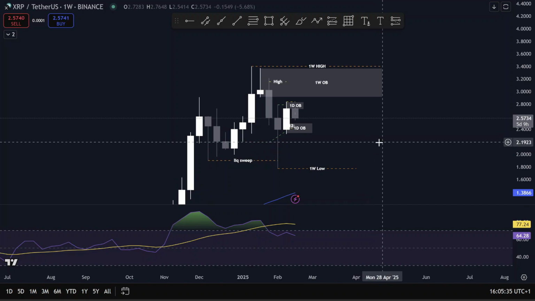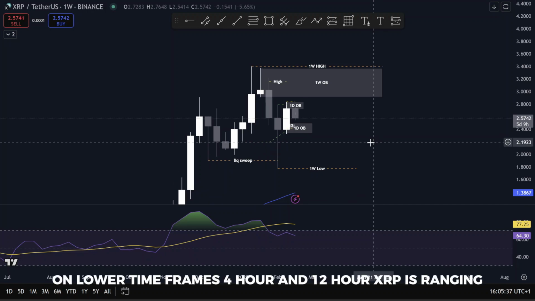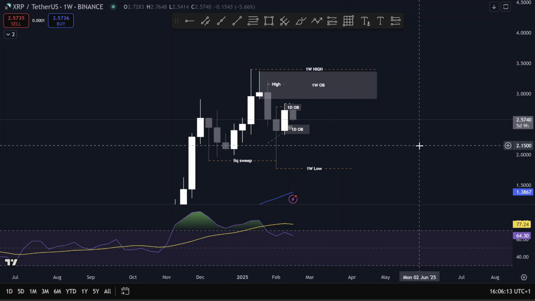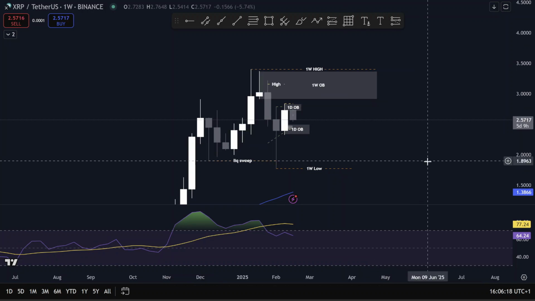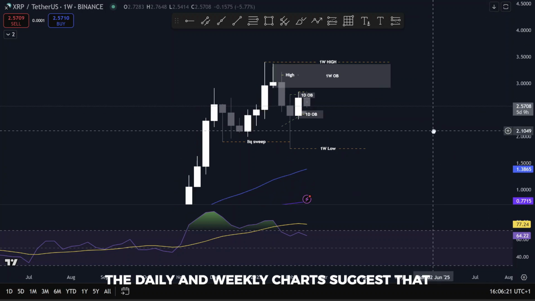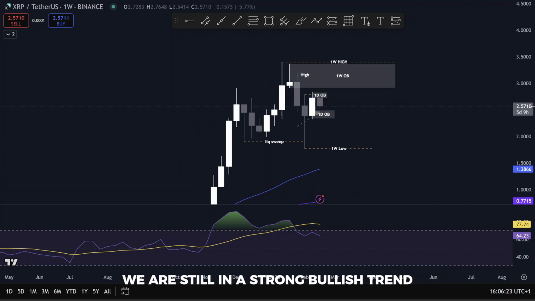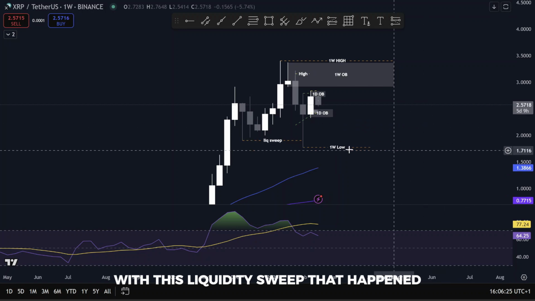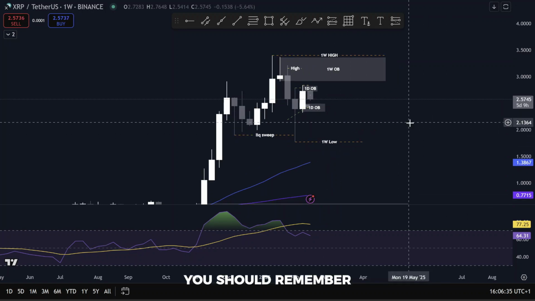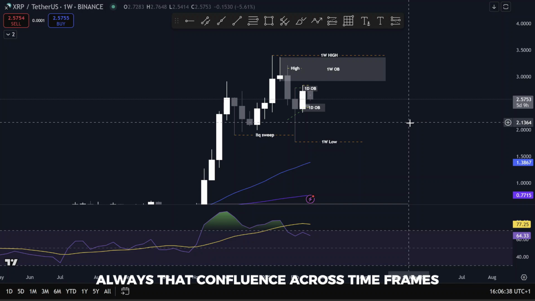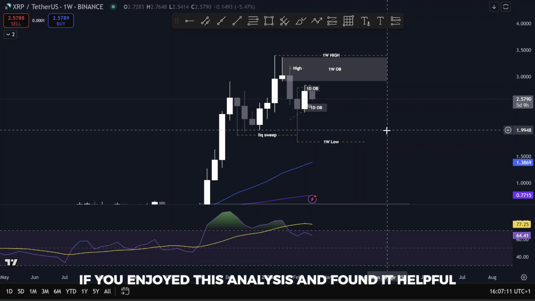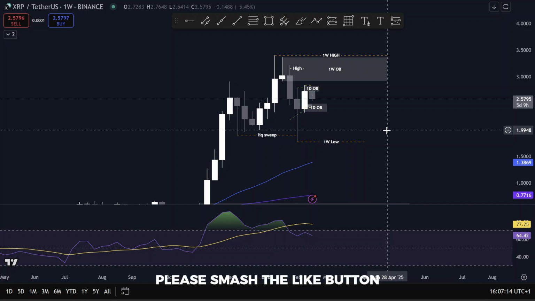To recap, on lower timeframes, 4 hour and 12 hour, XRP is ranging, showing signs of bearishness. The daily and weekly charts suggest that we are still in a strong bullish trend with this liquidity sweep that happened. You should remember always that confluence across timeframes increases the trade probability. Always manage risk.